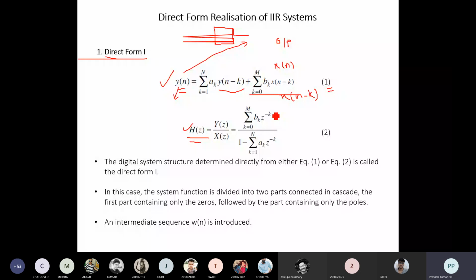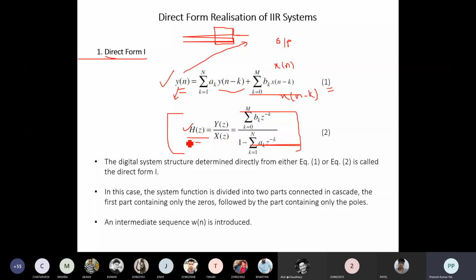IIR systems are basically systems that have an infinite number of samples, and those samples should be of the form that represents a causal system, and it will be a stable system. Okay, so once we have got the transfer function of an IIR system, we have to realize this system in the form of direct form 1.